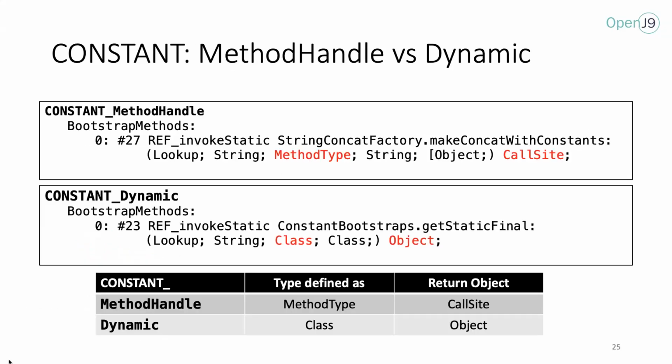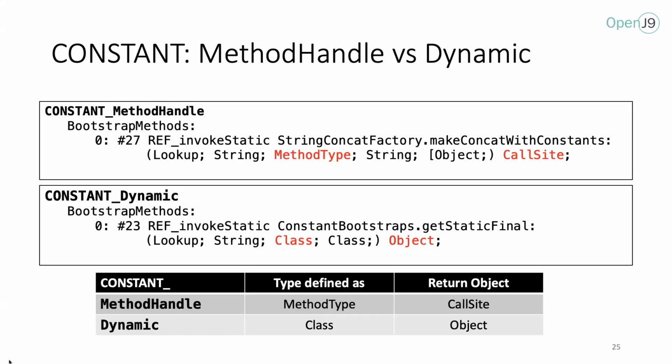So let's quickly look at the differences between the constant method handle and constant dynamic CP entries. The differences are highlighted in red. The first difference is in the type defined. For a constant method handle, the type is defined via method type, because method handles can also execute methods and constructors in addition to fields. So we also need to know what the return and the input arguments are. Whereas for constant dynamic, the type defined can just be described via a class.